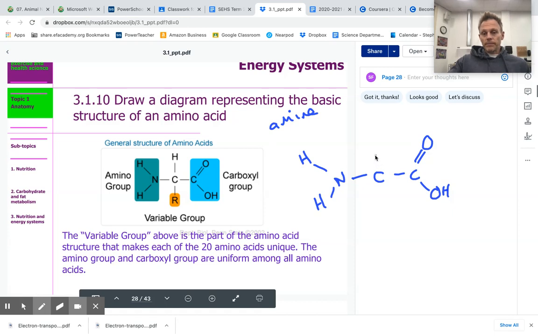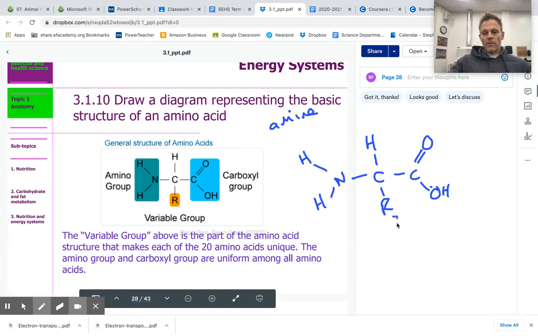And then if you remember, carbon has to form 4 bonds. Here's our carbon over here, 1, 2, 3, 4. So we need to form 2 more bonds over here. One of the bonds will connect to a hydrogen, and the other one connects to the R group.